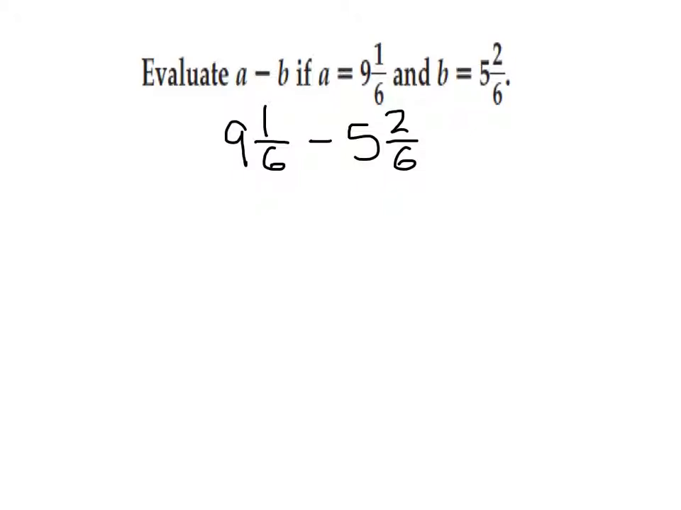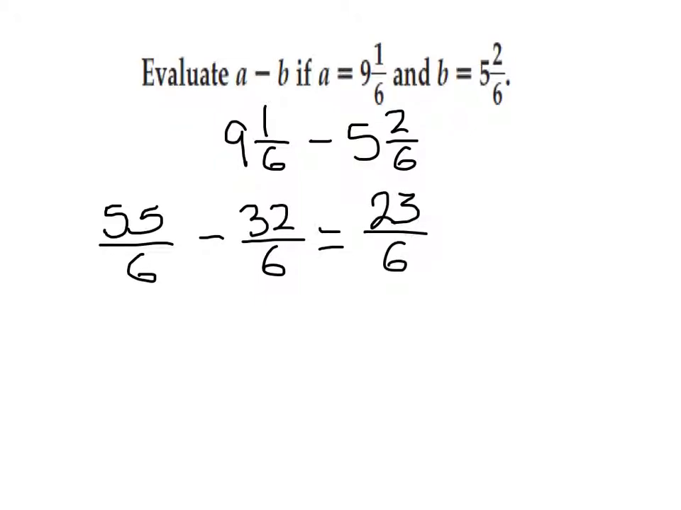The denominators are the same, so I'm going to use the first method to solve this problem. If you remember, the first method is to change the mixed numbers into improper fractions. I take the whole number, 9 times 6, 54, plus 1 is 55. The denominator stays the same. Then the whole number 5 multiplied by the denominator is 30, plus the numerator 2 is 32. The denominator stays the same.